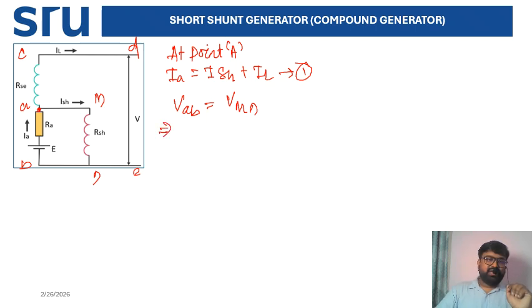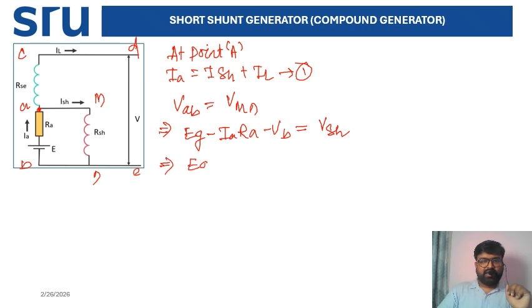VAB is nothing but your EG minus IA into RA minus EB, because the voltage drop we are calculating is equal to your VSH. In place of VSH also you can write down here EG minus IA into RA minus VB, you can write this into RSH. Right? You mark it equation number two.